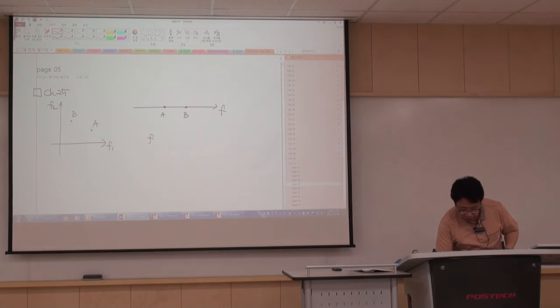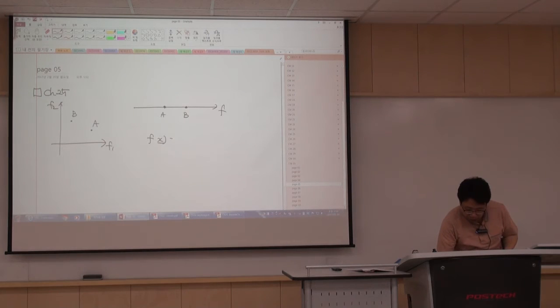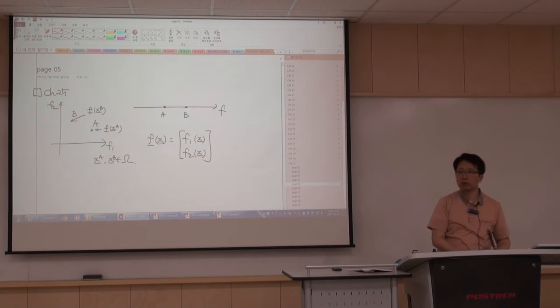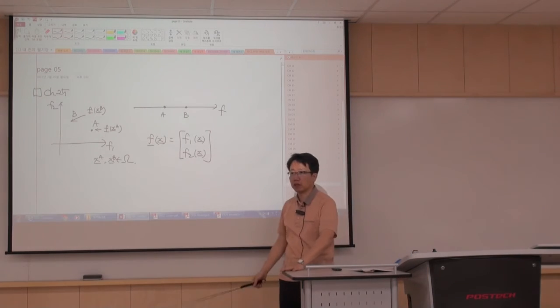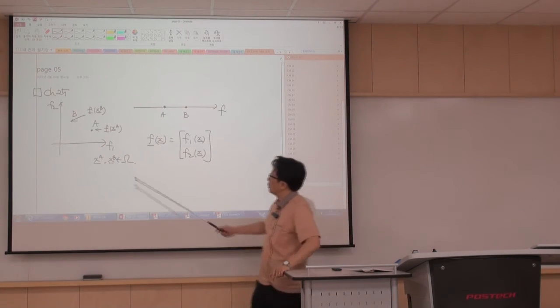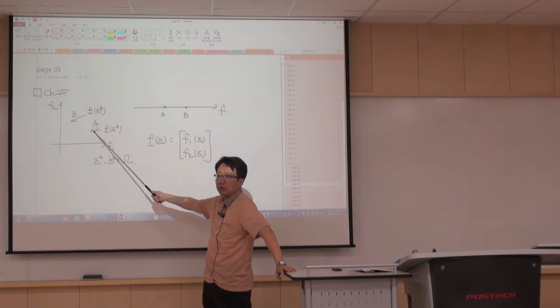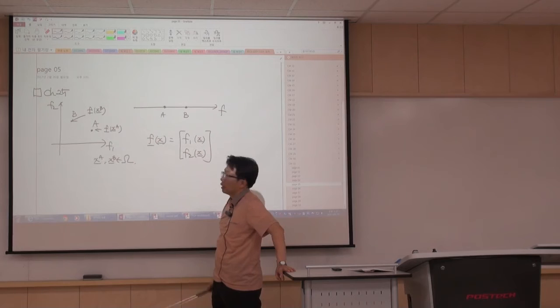Suppose you have an objective function that looks like this. In that case, this point may correspond to f of xa, and this point may correspond to f of xb, where xa and xb are feasible to our multi-criterion optimization. Be careful. This is the function value. Okay? Got it?